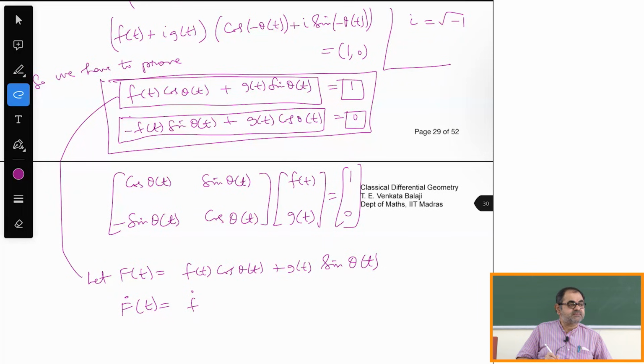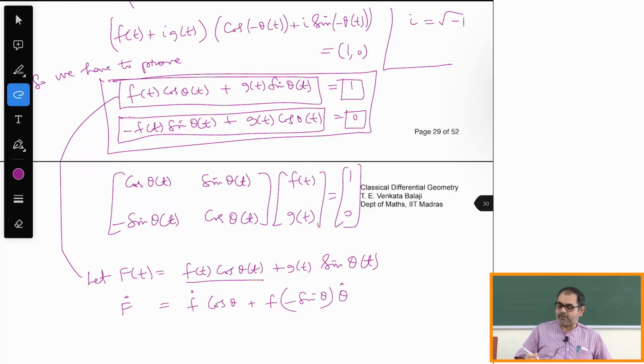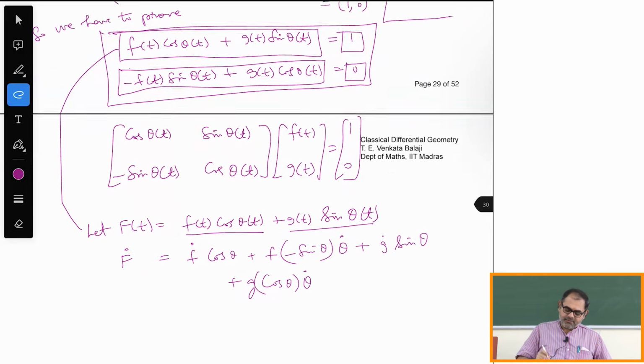Let me suppress the t's so that it's easier to write. Let me remove the t here, and simply write the dot, and remember that dot is d by dt. So if I differentiate this, I will get f dot cos θ, where θ is θ(t), plus f into the derivative of cos θ, which will be minus sin θ into θ dot. This is the product rule. Plus if I differentiate this, I will get g dot sin θ, plus g constant, the derivative of sin θ will be cos θ into θ dot. Okay, this is what it is.